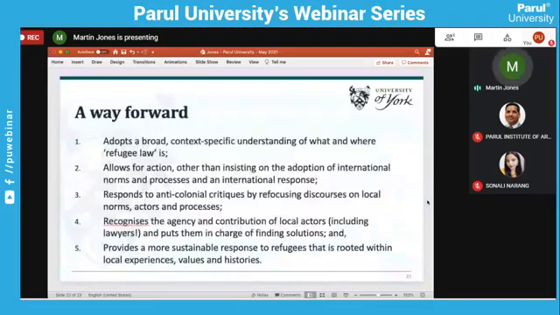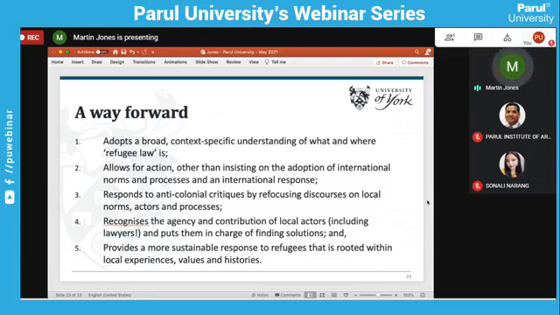Now, what does this mean? Well, it means that there's a way forward out of the depressing red zone where the law and lawyers, for that matter, can't do anything. It's a way forward that adopts a broad context-specific understanding of what, where, and I suppose how refugee law is and how it operates. Refugee law is not simply the Refugee Convention. It is a broader law of asylum that is cobbled together from various norms that are meaningful to local people and that govern their behaviors.